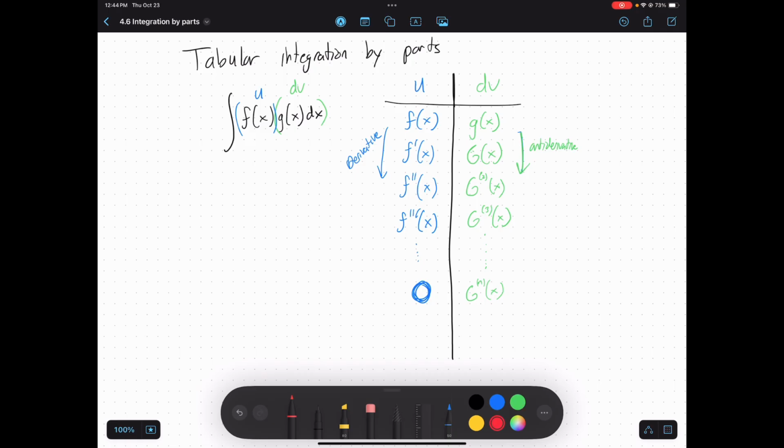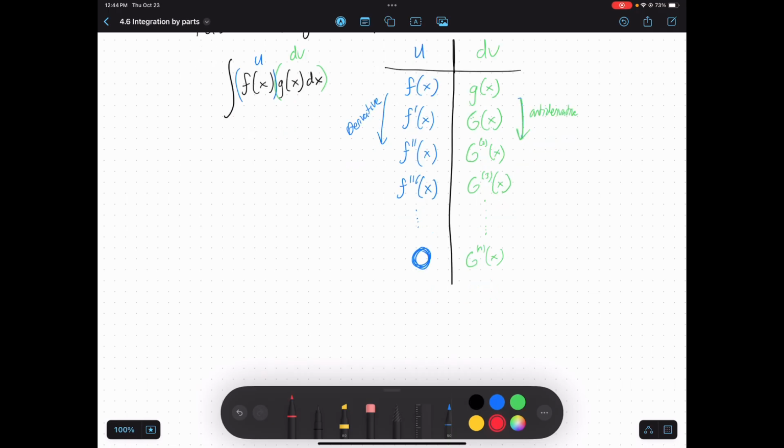Once I have my table filled out, to complete the process, I'm actually going to multiply, starting with my original differentiable function, in a diagonal way. So I don't multiply straight across, I multiply kind of diagonal downwards. And I'm going to do this all the way down the table. So I'm going to multiply those things, and then I'm actually going to alternate whether the product is positive or negative. The first one I want it to be positive, the second I want it to be negative, positive, negative, positive, and so on and so forth.